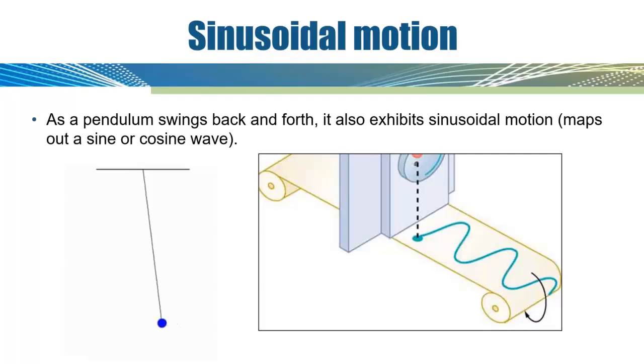As a pendulum swings back and forth, it exhibits a sinusoidal motion, meaning that it maps out a sine or cosine wave. Here we can see the pendulum going back and forth, and if somebody was rolling this piece of paper, we could see that sine or cosine wave up here. This makes us wonder if a pendulum oscillates in simple harmonic motion.